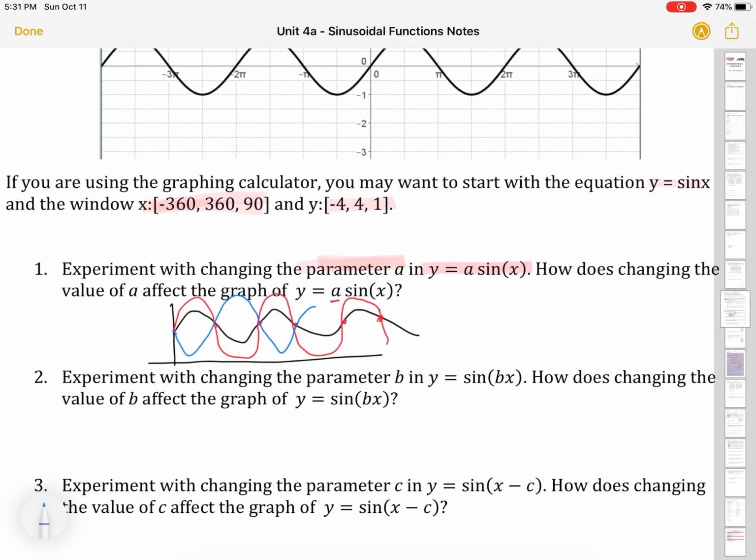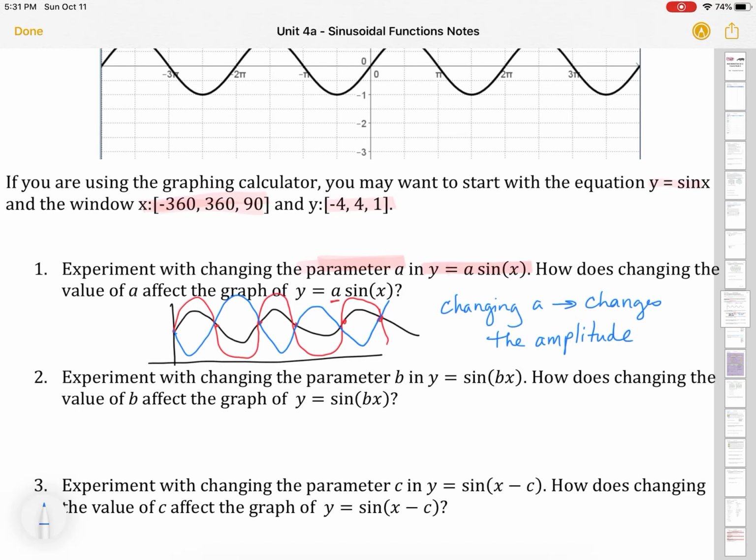Okay, so by changing a, we get a variety of those amounts, and the amplitude changes. It might even flip over as we change a into negative values. Okay, so black is the original, blue and red are what happens, and you get a variety depending on what happens. So changing a changes the amplitude.